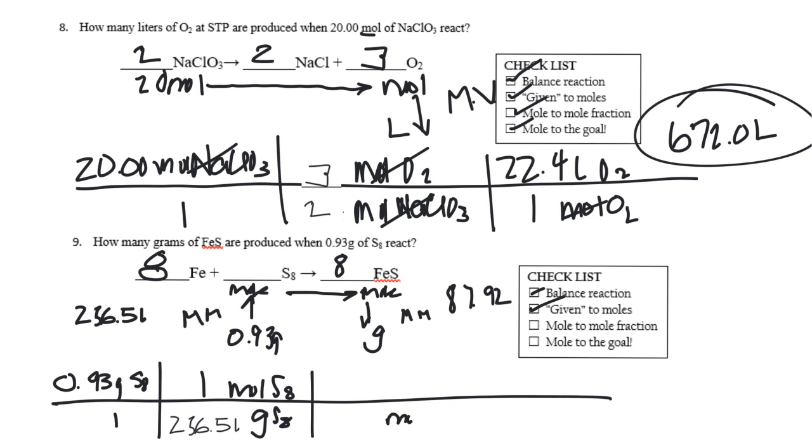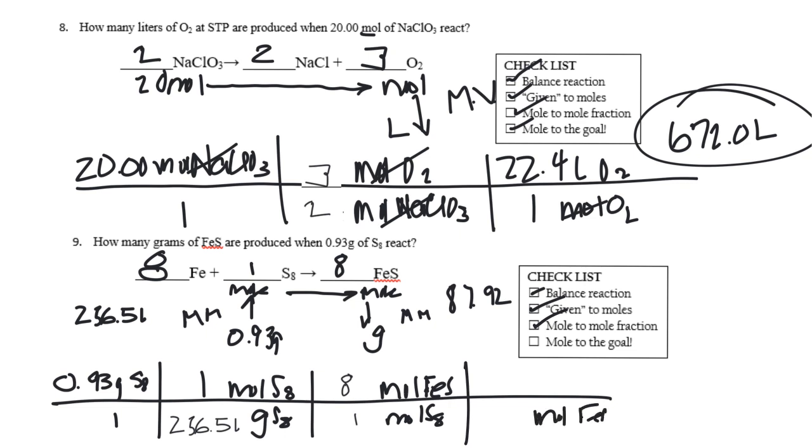Now I bring mole of S8 down. I want to get to moles of FeS. So I look at the equation. I have an 8 next to FeS, so that comes next to FeS. I have a 1 next to S8, so the 1 is going to come next to S8. Mole to mole fraction is done. Check. Bring the unit down.